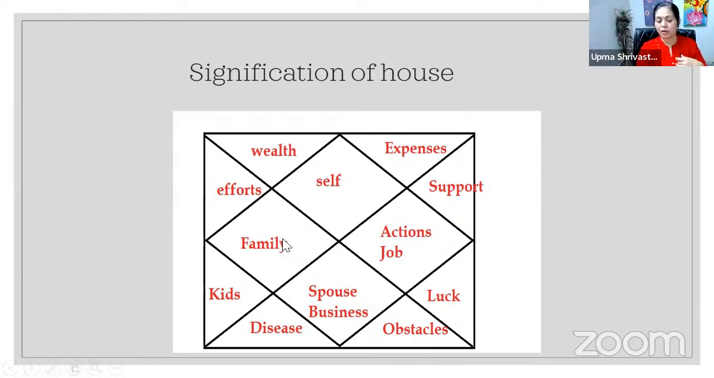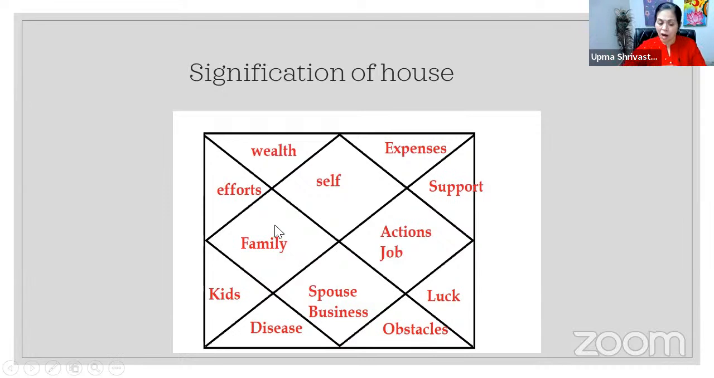Number 4, this is the fourth house. This indicates your family. Here it is your parents, your siblings, your kutum, your extended complete family. And this is your nuclear family, husband, wife, and kids. So this is again the family house, nuclear family. This house also indicates your mother, property, and vehicles.